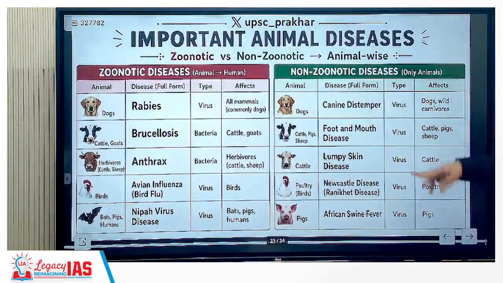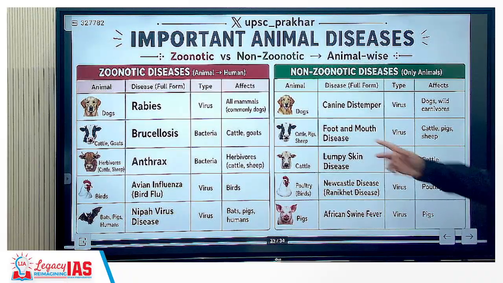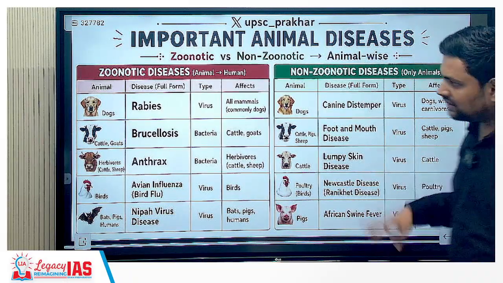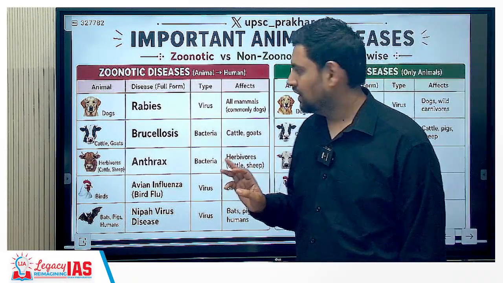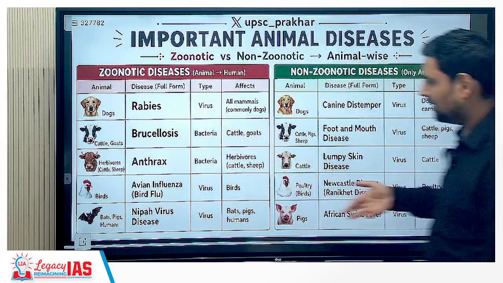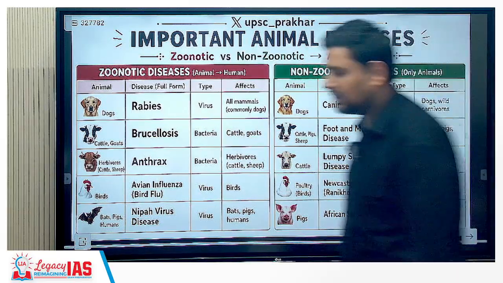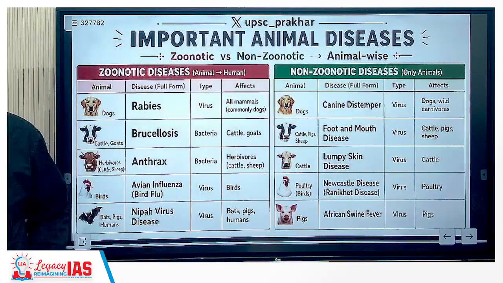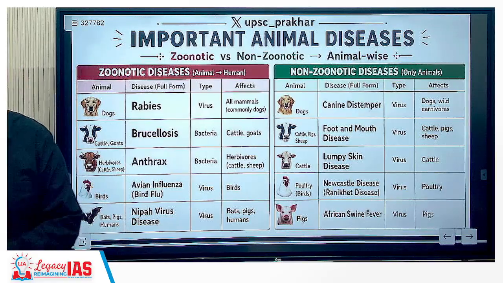Then these are the important animal diseases, zoonotic and non-zoonotic. Please try to remember them. This is rabies, brucellosis, anthrax, all these different diseases are there. Please try to remember them. They are very important from your exam perspective.